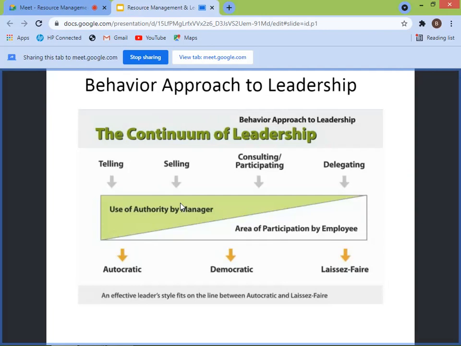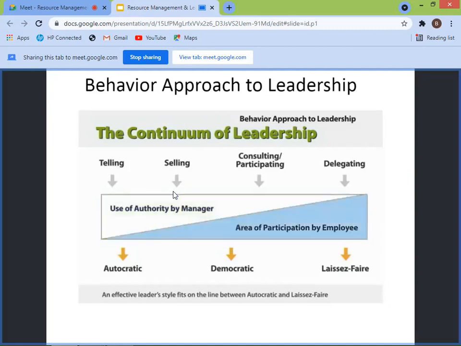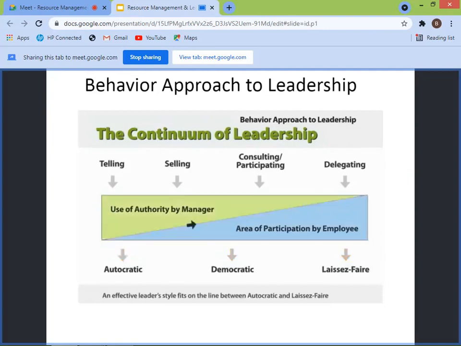What's important is being able to sell the idea. The employee will now make a bit of decision making. So the use of authority becomes a little bit lesser, and the area of participation becomes bigger, moving from telling to selling, and then to participating.